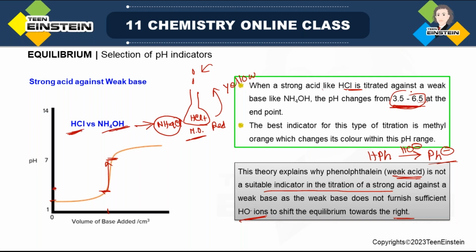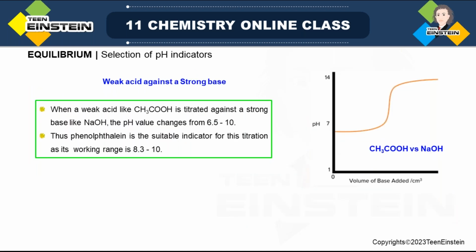In the next example, you will see strong base, weak acid, which is the reverse combination. There you will see that the pH range where the steep rise is observed is greater than 7. That we are going to see next.